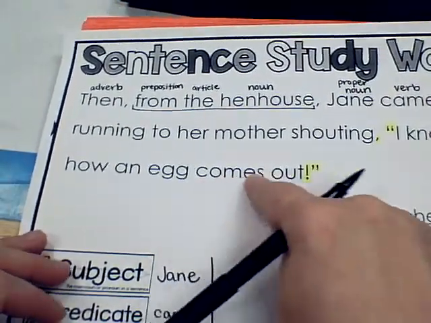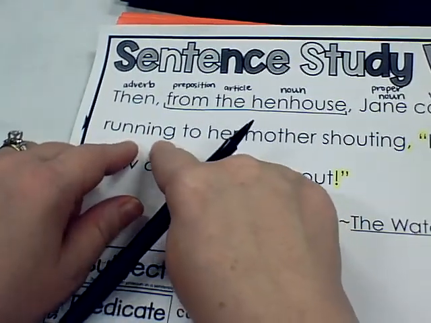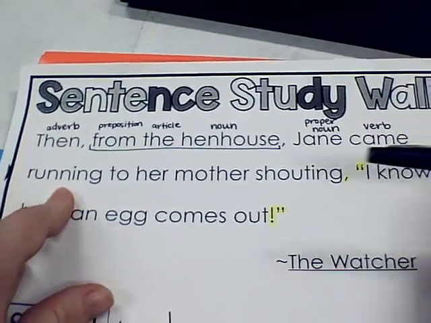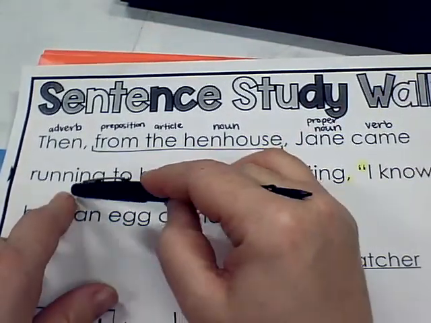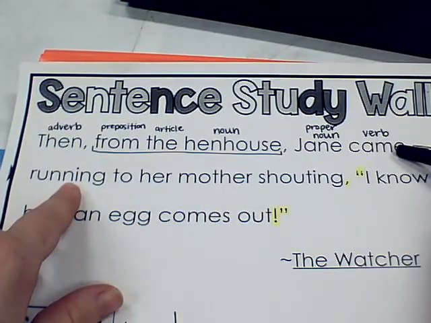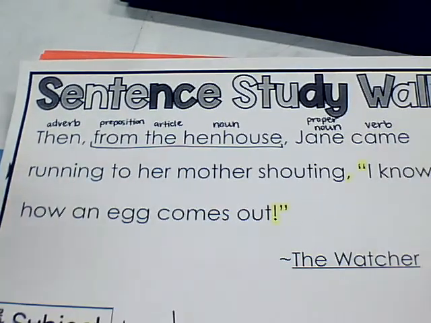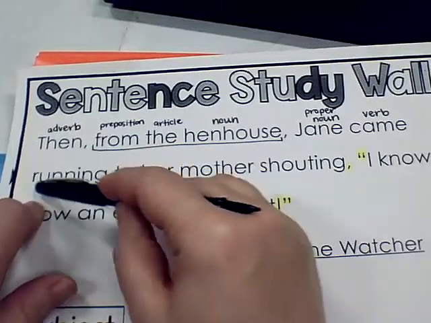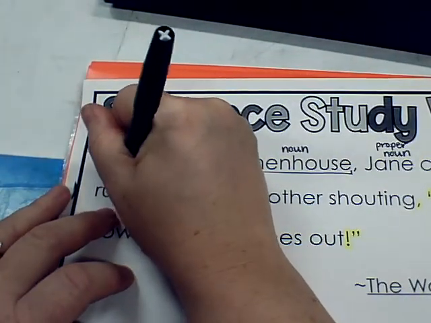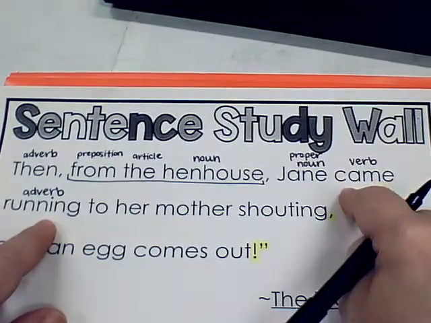Okay, so then from the hen house, Jane came running. Okay, in my head, normally I would think of running as being a verb, right? But really, it's describing how she came. So it is a word that is describing this verb. So the verb came directly after Jane. Jane came. But the way she came, it described how she came. She came running. So this is going to be an adverb because it described how she came.